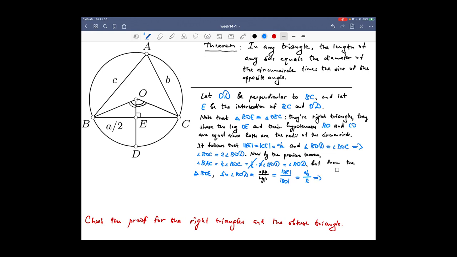So it follows from here that a equals 2R sine of the angle BOD. But as we have explained, the angle BOD equals the angle BAC, which is simply A. So from here it follows that a equals 2R sine of BAC, or simply A.